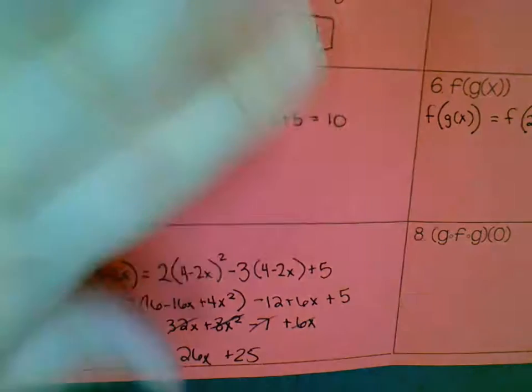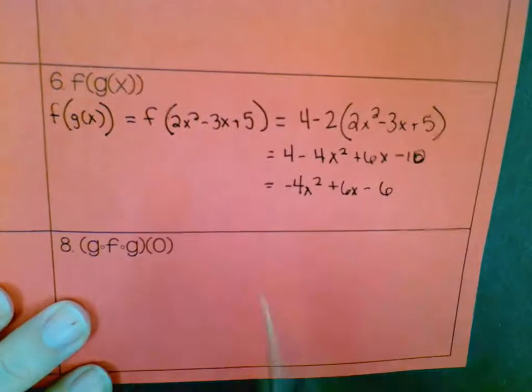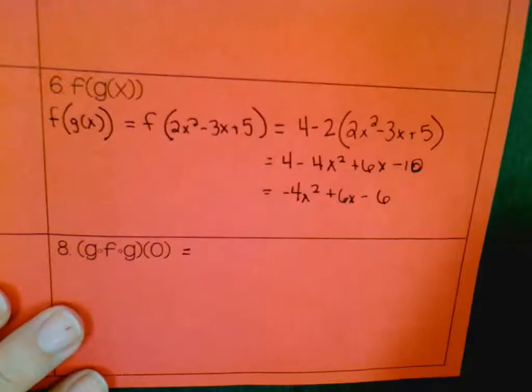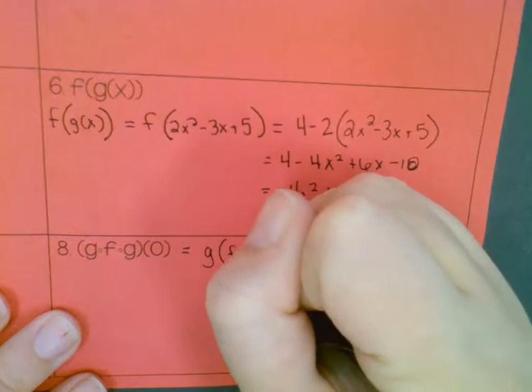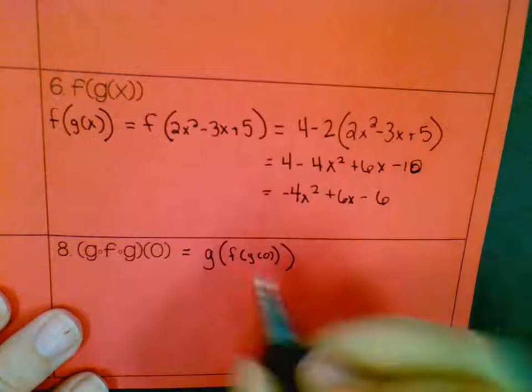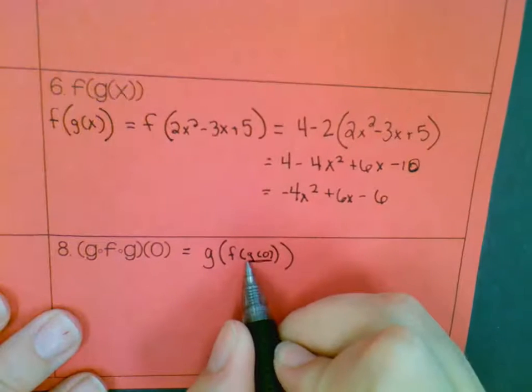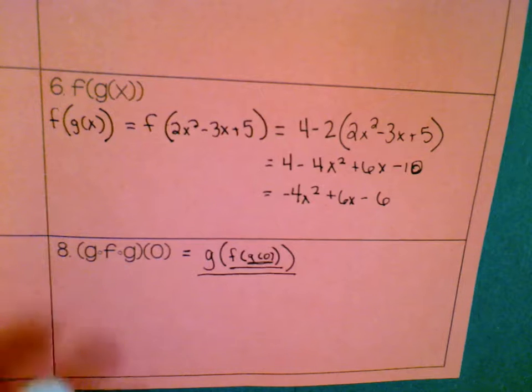Okay, so let's take a look at our last one. It's another one like number 5. So G of F of G of 0. It might help to write it out the other way. G of F of G of 0. Okay, so we do this one, and that one, and then the whole thing. So it's like nested inside there.